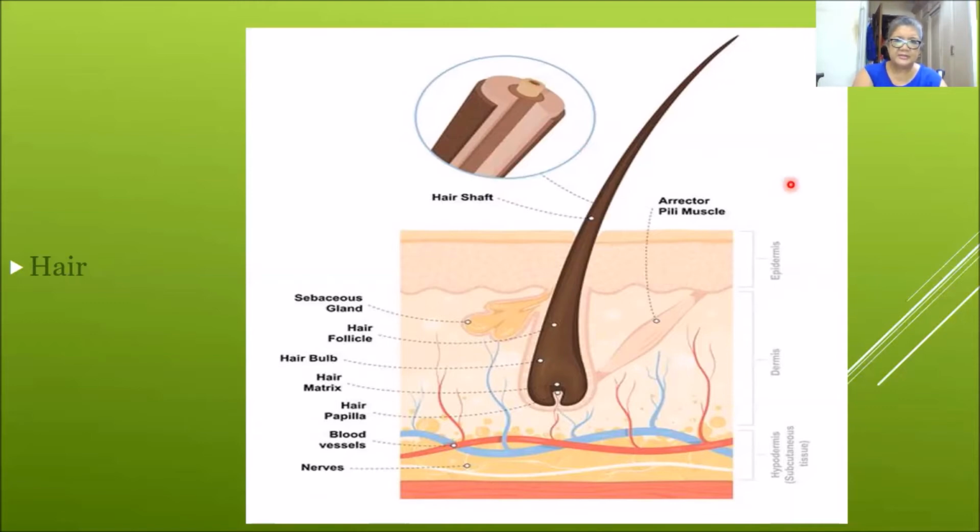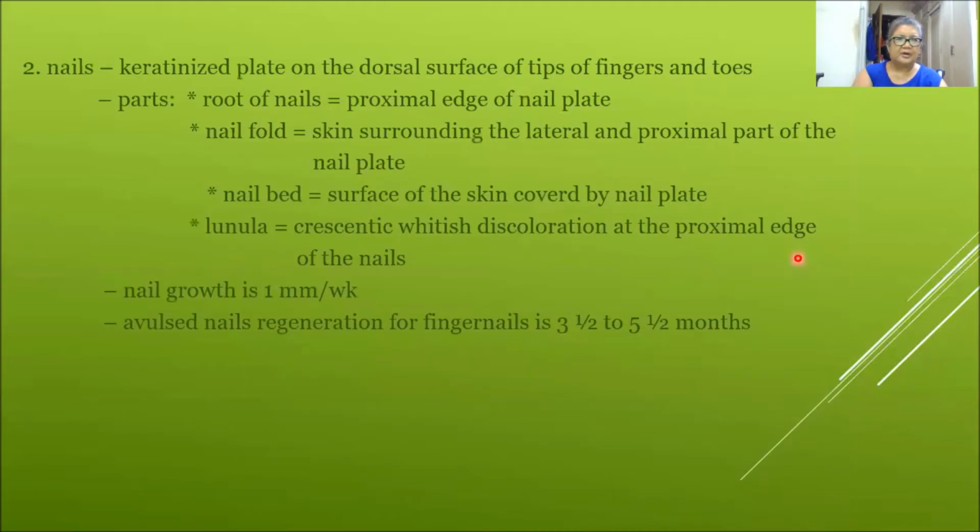Now, the hair is related to other appendages also, like your sebaceous glands and your arrector pili muscle. No, your arrector pili is not an appendage. Then you have another appendage, which is your nails. This is a keratinized plate on the dorsal surface of the tips of fingers and toes. This is the only appendage which is not embedded in the dermis.